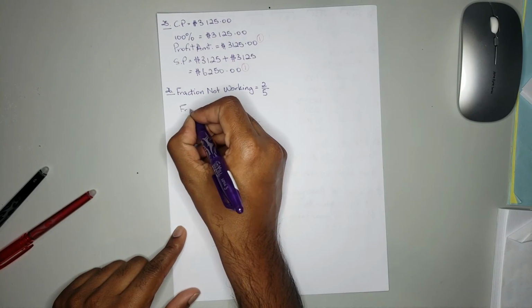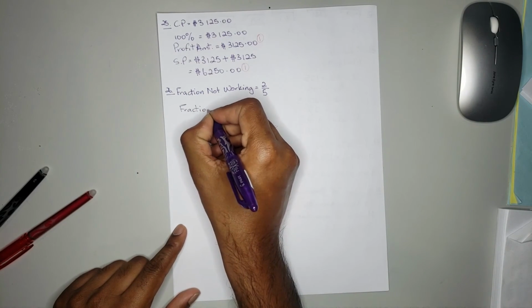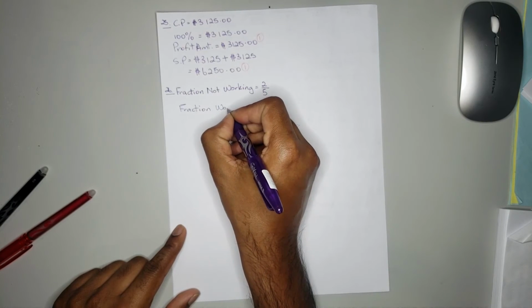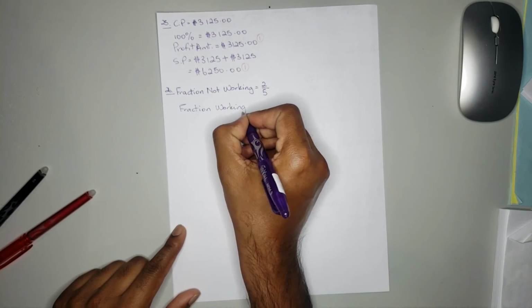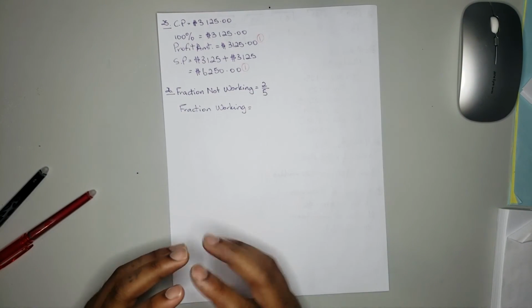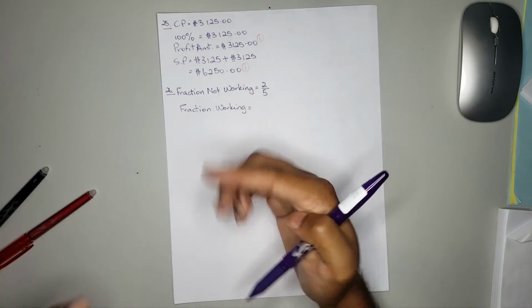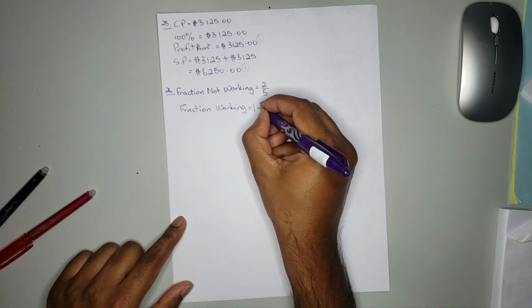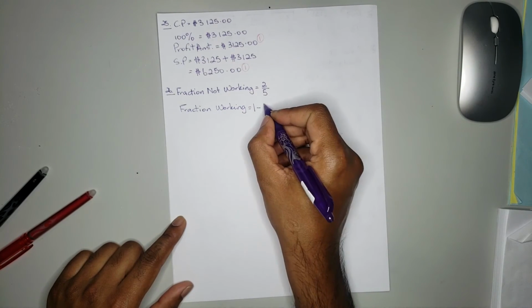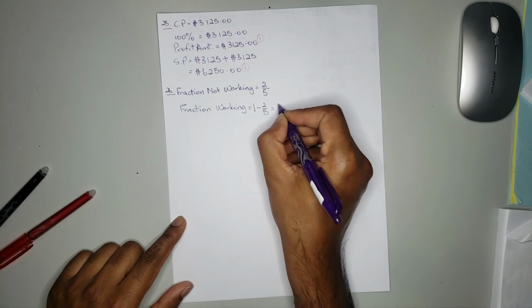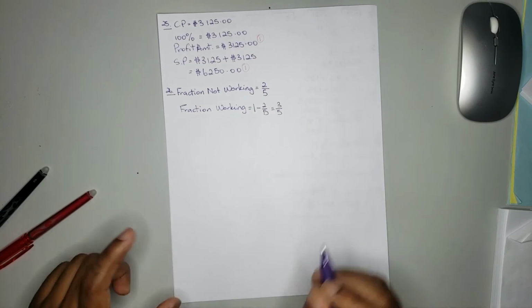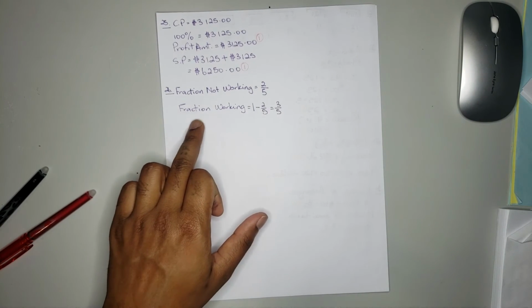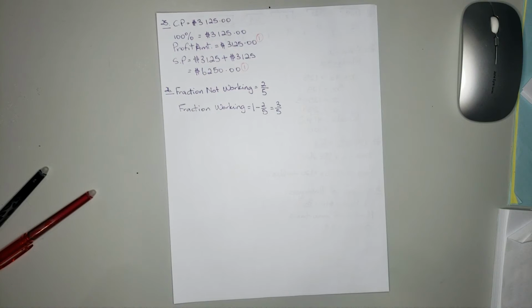So fraction working, it is from the whole, which is 1, because remember the whole represented as a fraction is 1. So from the whole, which is 1, you're taking away now the fraction that is not working, which is 2/5, and you will end up with 3/5. So we know now 3/5 is the fraction that is working.